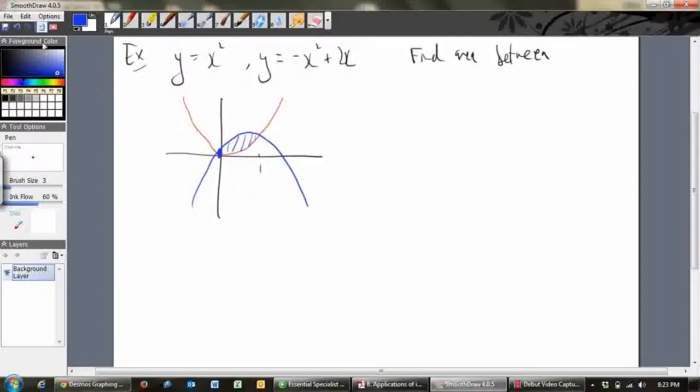And so what would the area of this be? Okay, so let's do it. The area between the two graphs will be equal to the integral between 0 and 1. Which function is first? We need to do the top function first, which is the negative x squared plus 2x, minus the other function, the bottom function, so minus x squared dx. Okay, that's all we got to do.